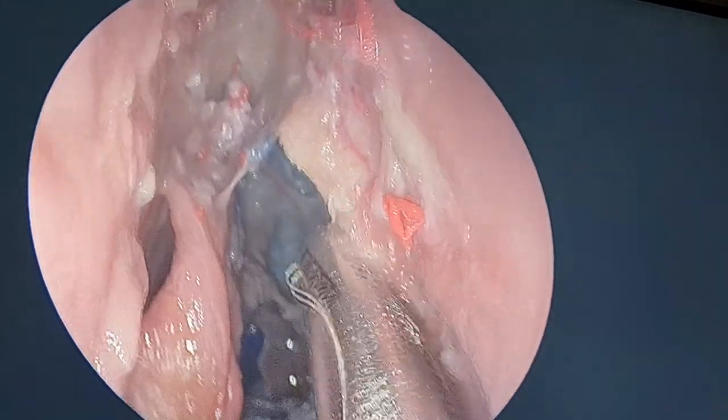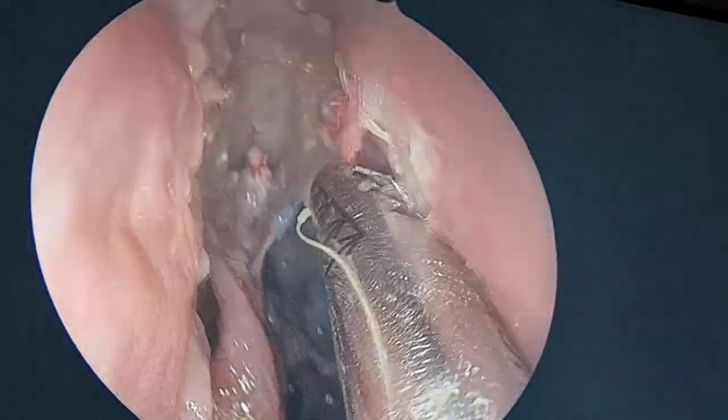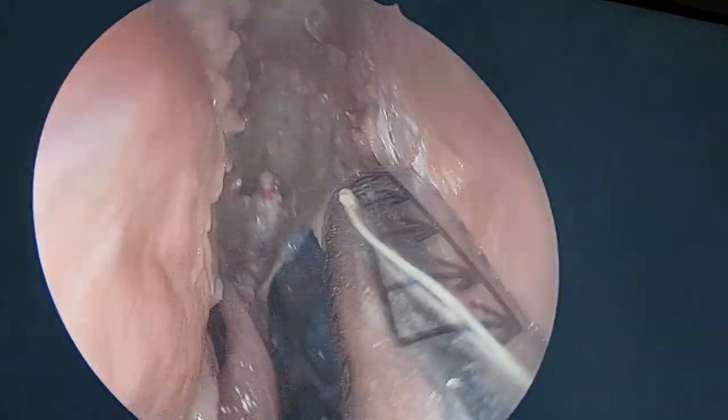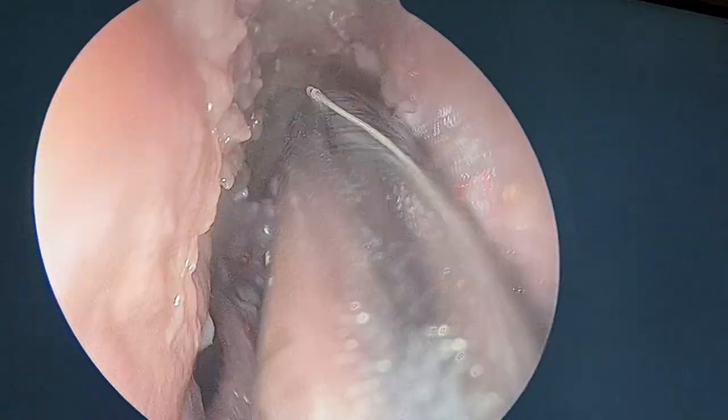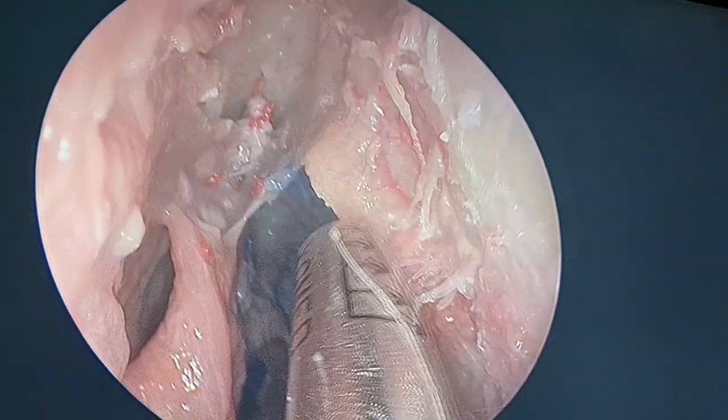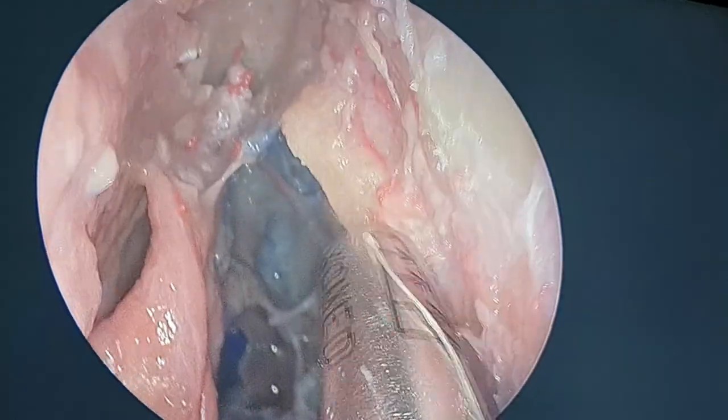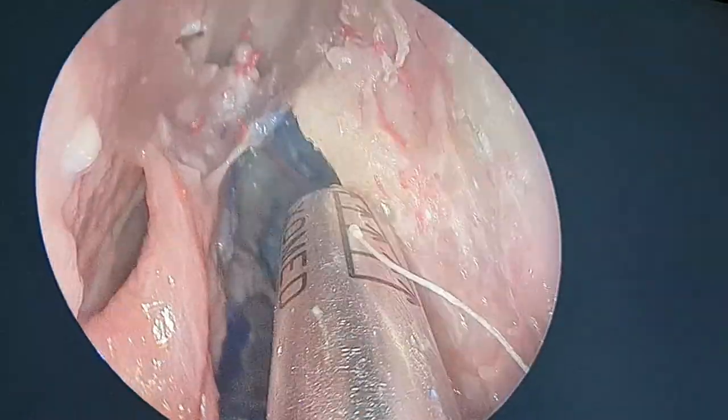No, I will expose the skin. We are not going to resect the skin. We are not resecting the skin at all. I will show you what I intend to do, don't get confused. See, this is my exposure.